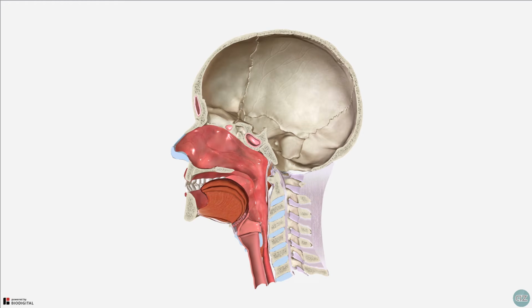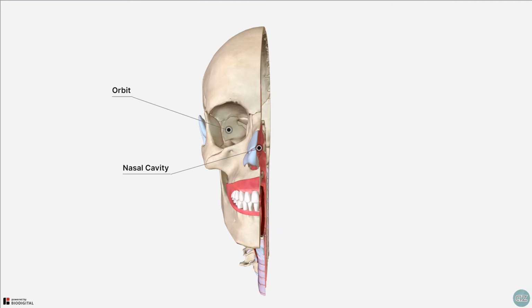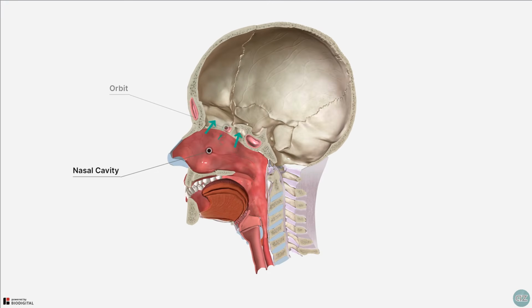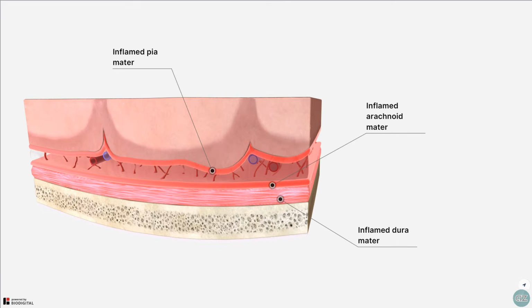I've just switched over now to a sagittal section to demonstrate the relationship of the anterior cranial fossa to the nasal cavity and also to the orbits. This relationship is clinically important because nasal and orbital infection can potentially spread intracranially to the brain, resulting in meningoencephalitis.